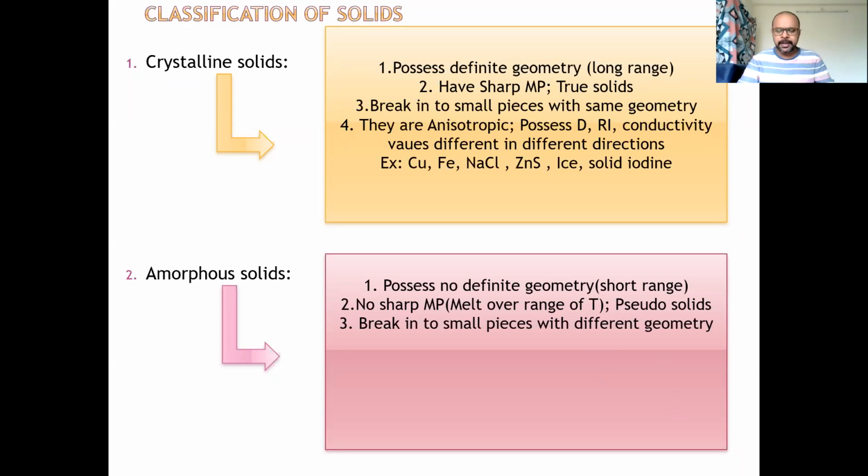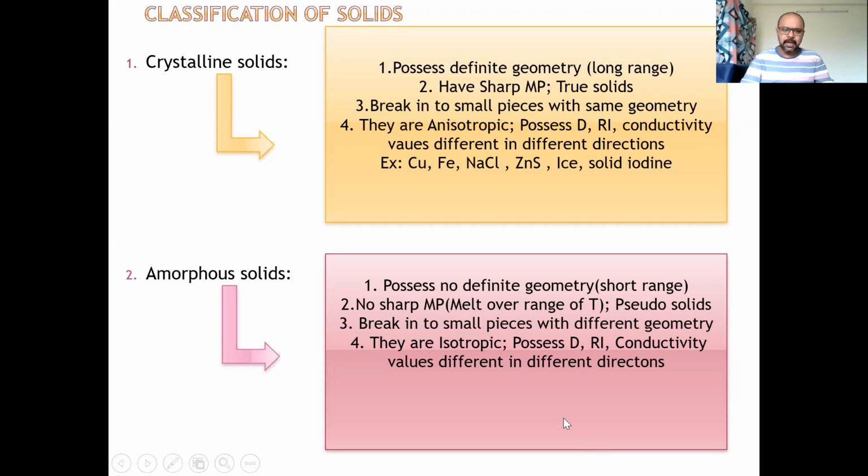Third one, when you break an amorphous solid, the small pieces obtained will all have different geometries, obviously, because the geometry is not long range, it is short range. And another striking difference with the crystalline solid is that amorphous solids are said to be isotropic, and the property is called isotropy.